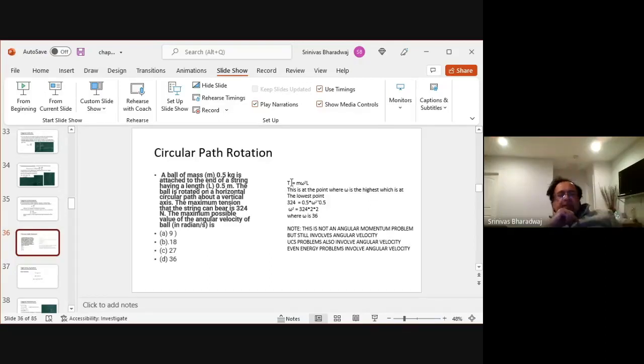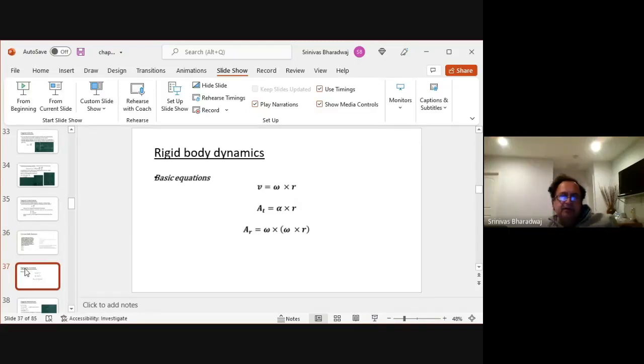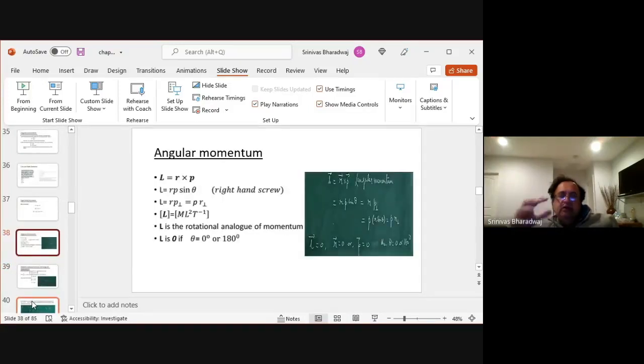Having introduced this idea, we then introduce rigid body dynamics, the equations v equals omega cross r, a_t equals alpha cross r, a_r equals omega cross v, right? Then we introduce the idea of moment of the momentum, or angular momentum, r cross mv or r cross p. Moment of anything is r cross that thing. The moment of the momentum is r cross p, where p is the linear momentum.